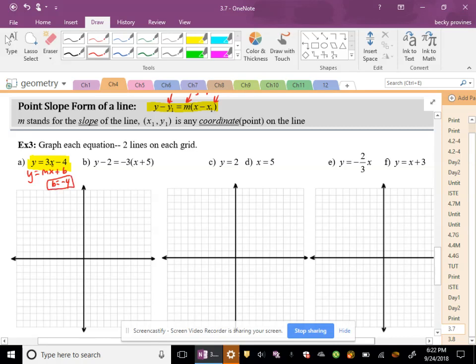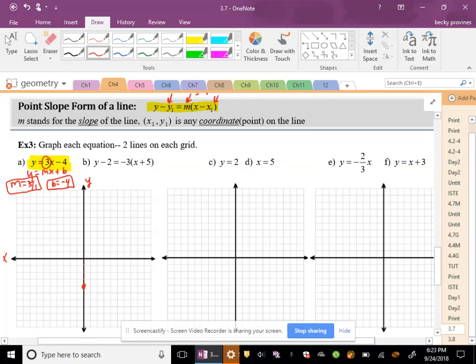So what is your slope? Well, your slope's right here. Your slope is 3. Now remember, all numbers are over 1, so really the slope is 3/1. So what you're going to do is take the b value, go to the y-axis, and find -4. So 1, 2, 3, 4. So that's your starting place.